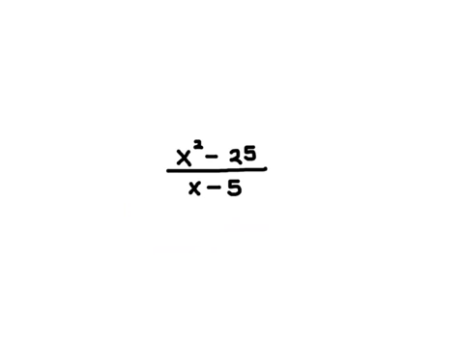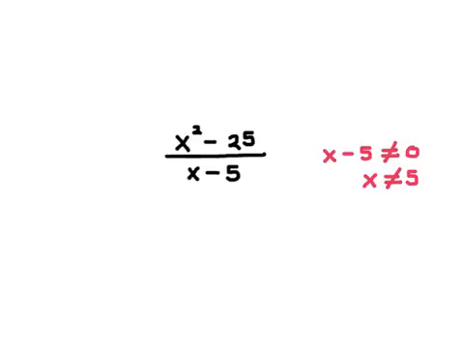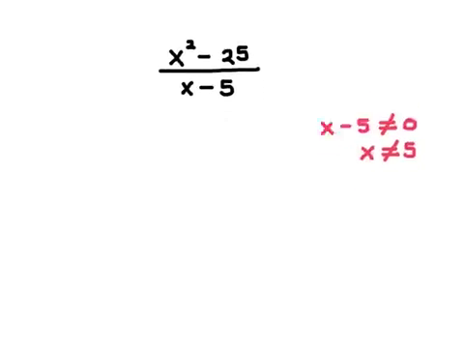Here's another problem, a rational expression to simplify. The first thing we know is that there's a domain restriction: x minus 5 cannot equal 0. If I add 5 to both sides, I conclude that x cannot equal 5. So x can equal all values except for 5. Okay, let's move this up, and we can move this up too.